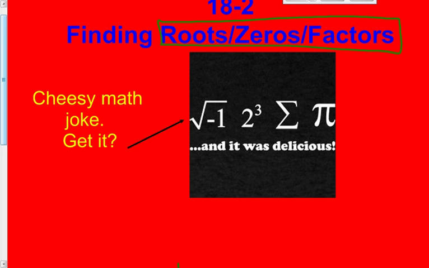Before we go on, look at this math joke. Isn't this great? If you get it by now? Anyone not get it? This is the same thing as i. The square root of negative 1 is an i, right? Imaginary number. 2 cubed is 8. This sigma means sum, and our pi symbol, or in this case, our pie: I ate some pie, and it was delicious. I love stuff like that.